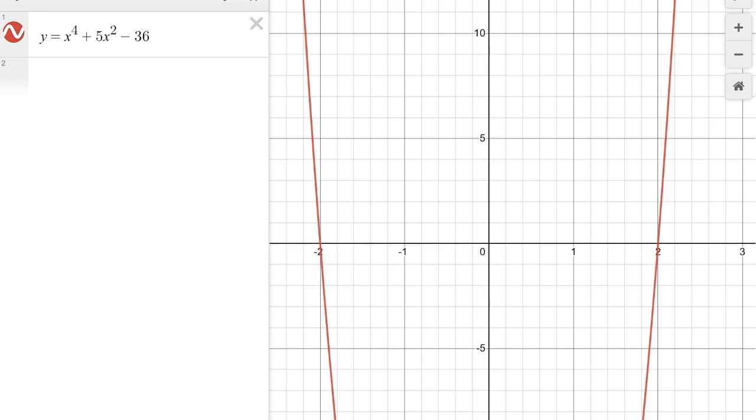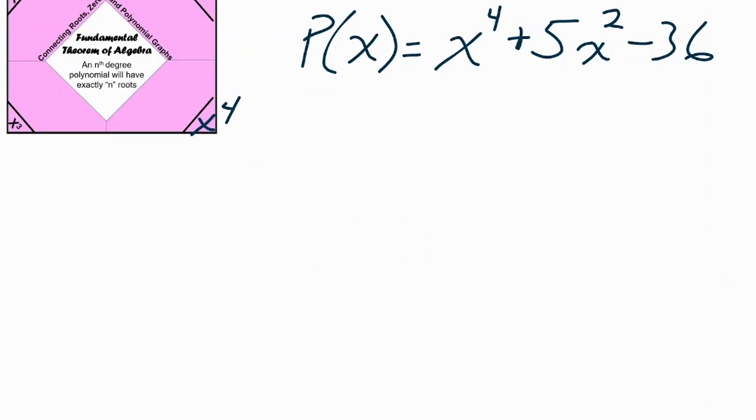Well, don't fear, child of mathematics. The fundamental theorem is still going to be true. Yep, we're still going to end up with 4 roots. We just need to go back to the equation and dig a little deeper. So I already saw the graph, but let's go back to the algebra. Let's solve this thing equal to 0.